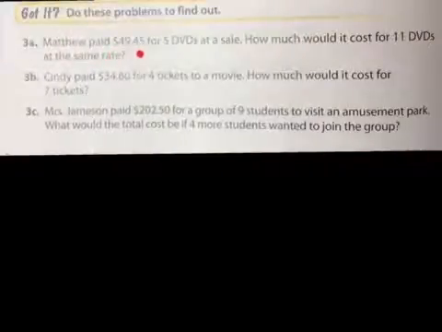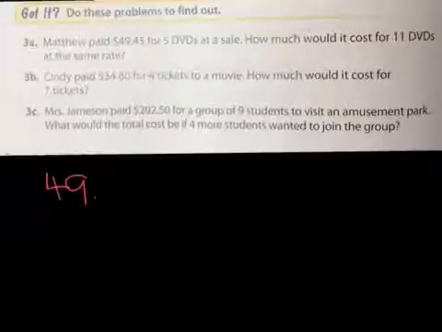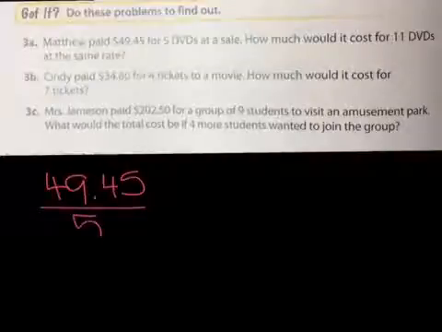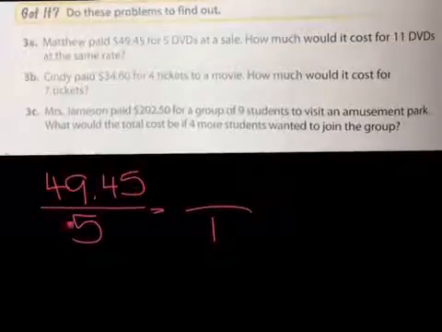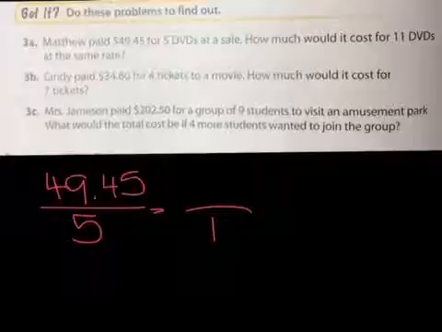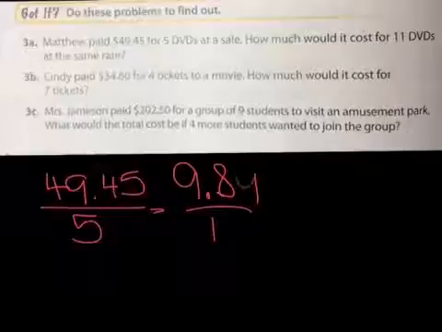Matthew paid $49.45 for 5 DVDs at a sale. How much would it cost for 11 DVDs at the same rate? Let's find the constant of proportionality, or what we've called in the past the unit rate. $49.45 for 5 DVDs. That's going to equal, if we do 1 there and we divide 49.45 by 5, we're going to get 9.89. That's how much. So this is our constant of proportionality. Got it? And now we have to multiply that by 11.